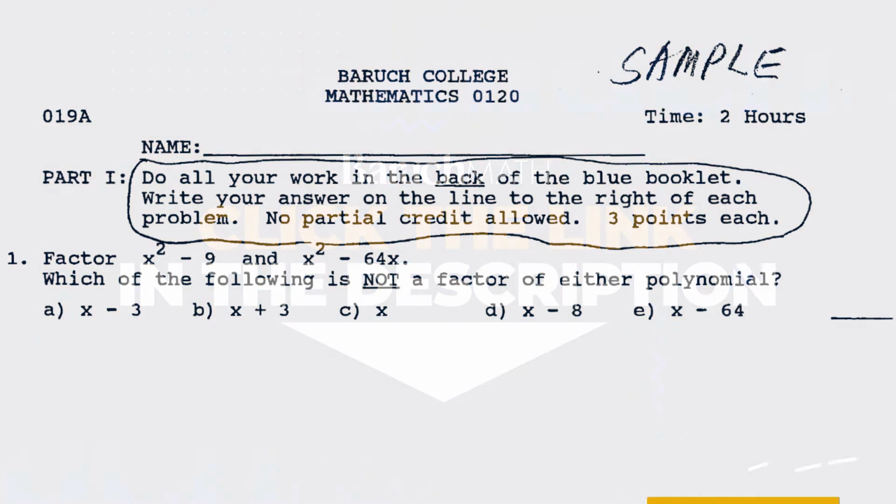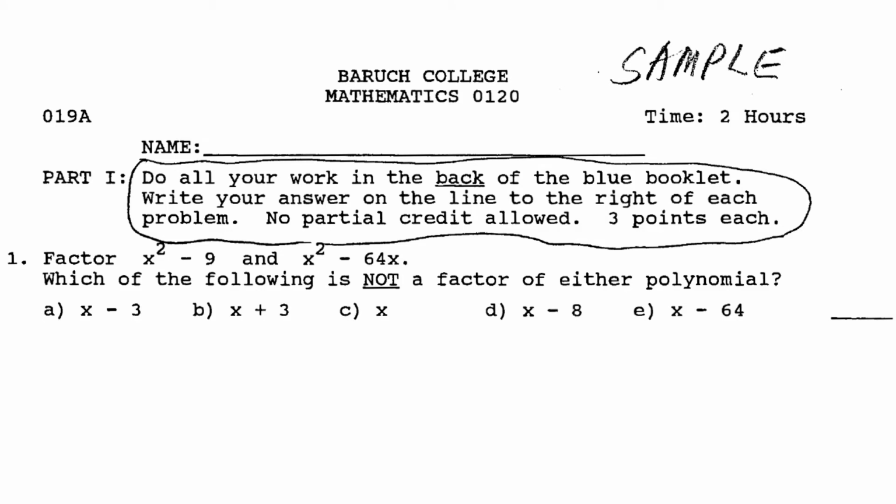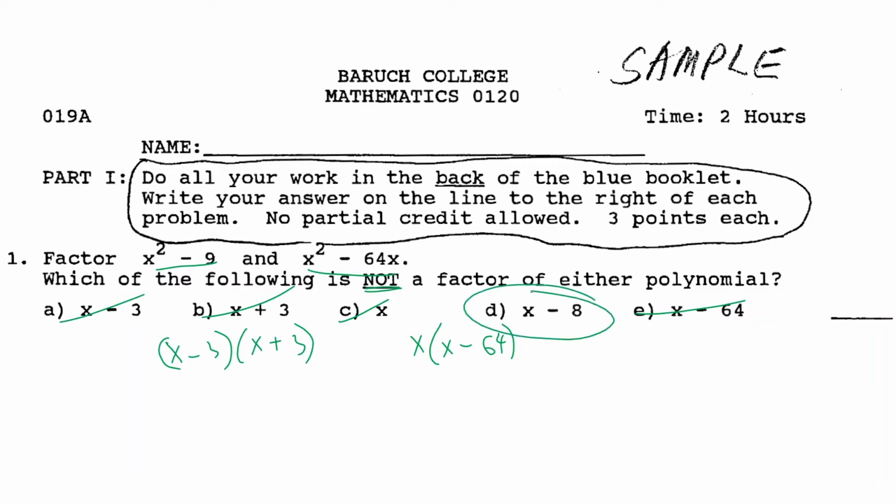So let's do this. Alright, so first question, factor x squared minus 9, x squared minus 64x, and we need to figure out which one of the following is not a factor. So I'm just using the difference of squares, x minus 3, x plus 3 for the first one. For the second one, it's x times x minus 64. So x minus 64 is a factor, x is a factor, x plus 3 is a factor, x minus 3 is a factor. The answer is D.